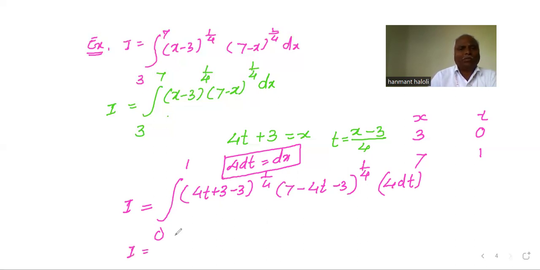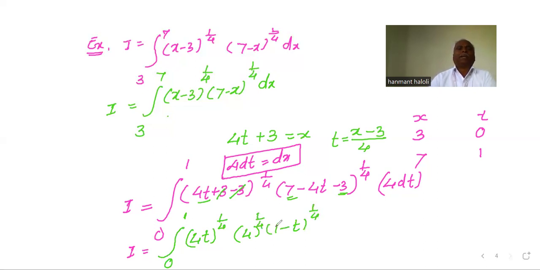Now you can simplify the terms. Here 0 to 1 as it is. The 3s cancel, giving (4t) raised to 1 by 4. And here 7 minus 3 we get 4. 4 minus 4t, I'll take 4 common outside, write (1 minus t) raised to 1 by 4. Any number inside a bracket, with the index also, we can take outside. Into 4 into dt.